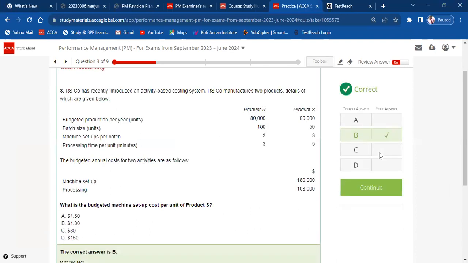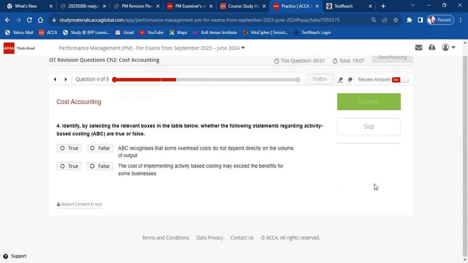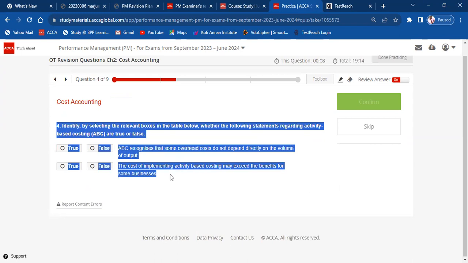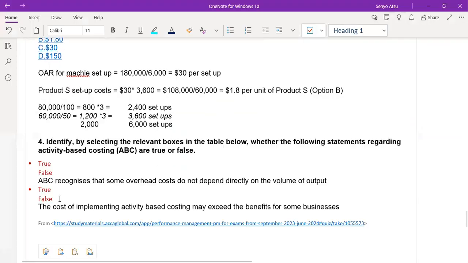Friends, I recommend to you to go do these things over and over again. Okay. Paper PM is not all about calculations only. So we've got to take care of narratives as well. True or false questions. Every true or false must be selected correctly.